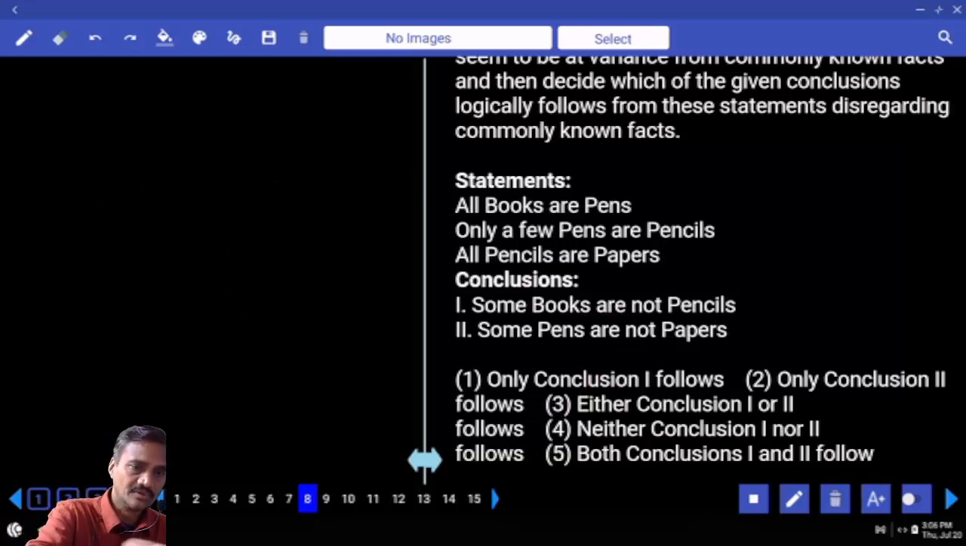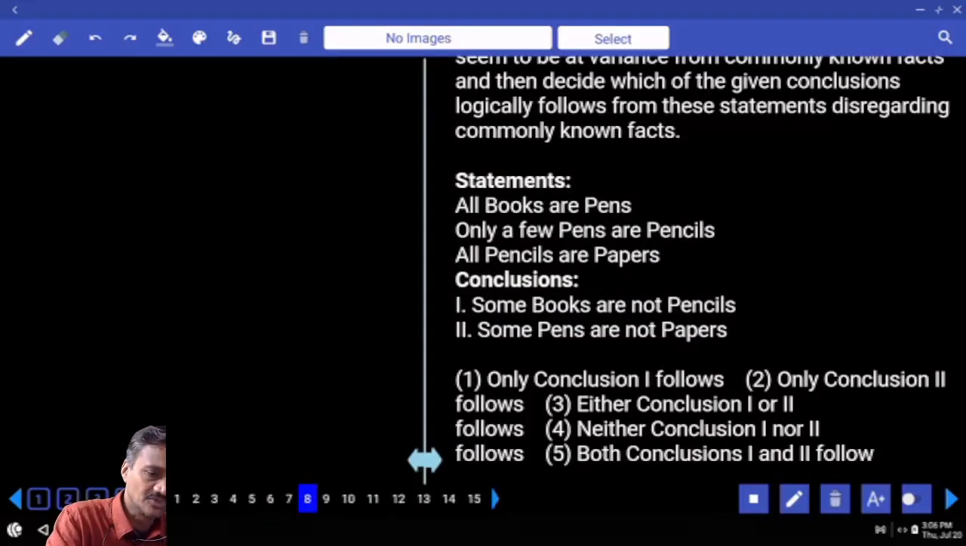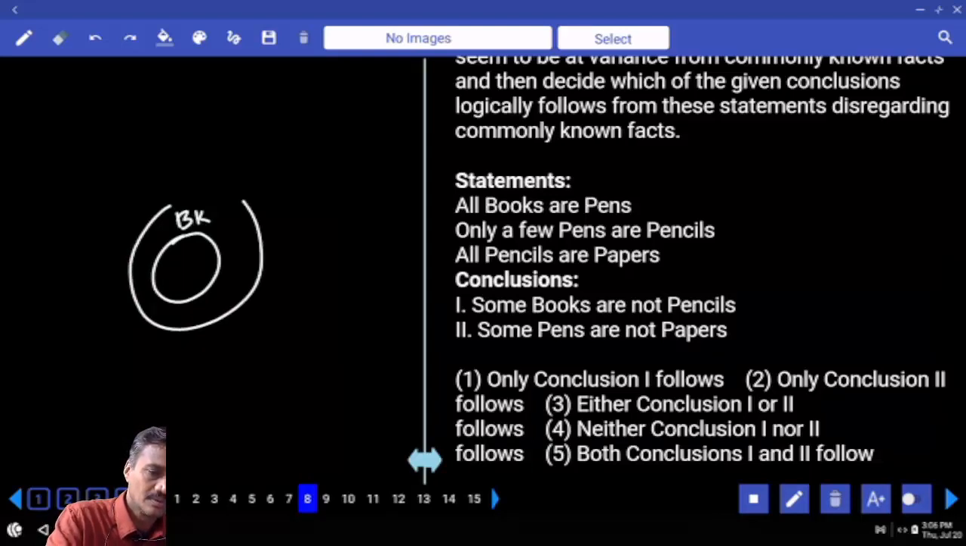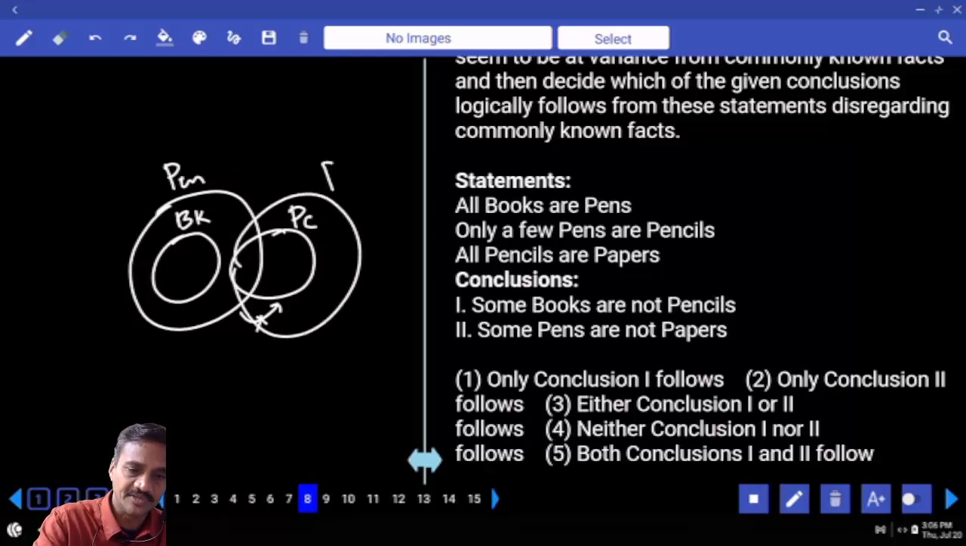Then 8th one. Now in this question number 8, all books are pens. Now this entire books are what? Entire books are pens. All books are pens. Then only a few pens are pencils. Only some pens are pencils but not all. All pencils are paper. This entire pencil is a part of this paper.